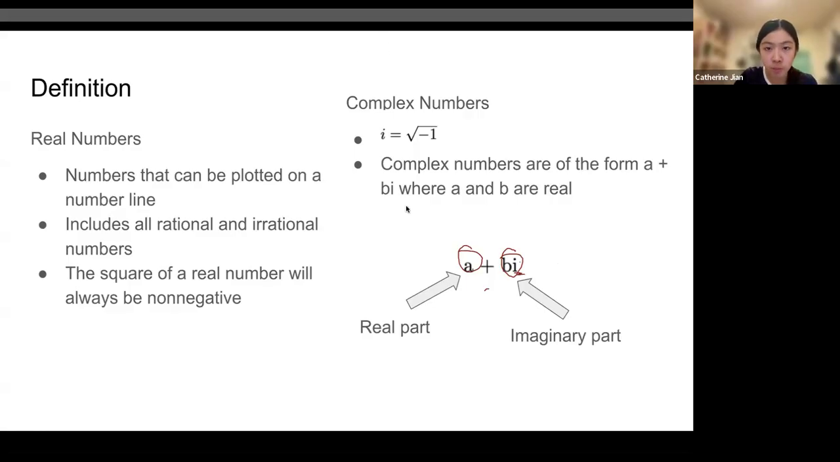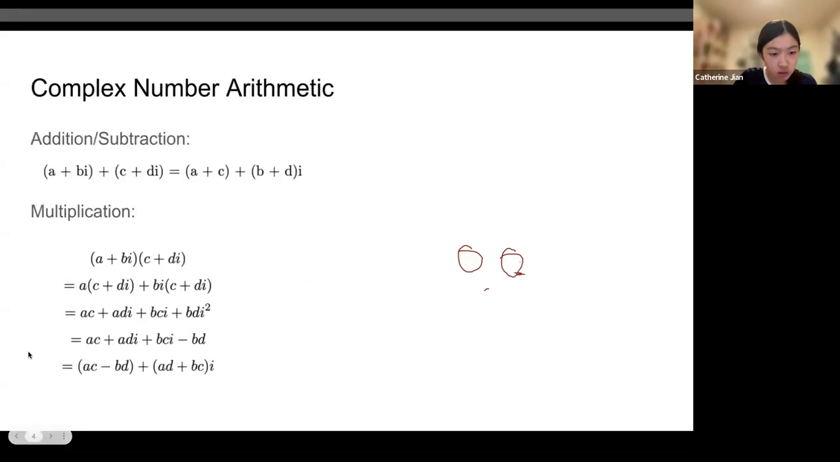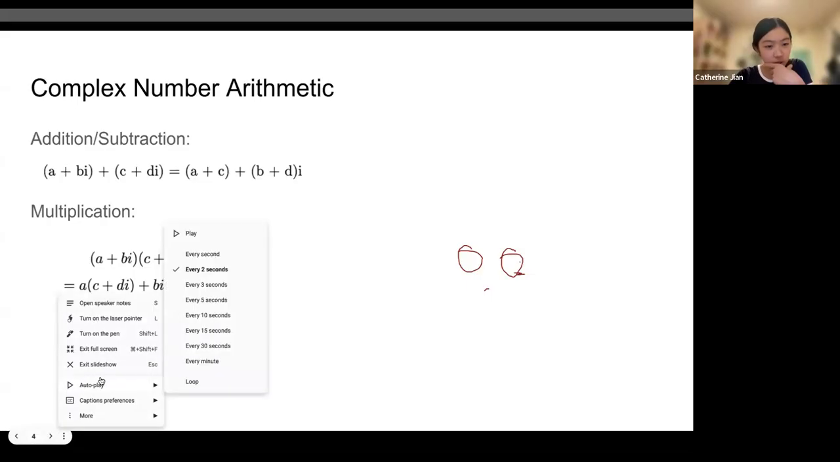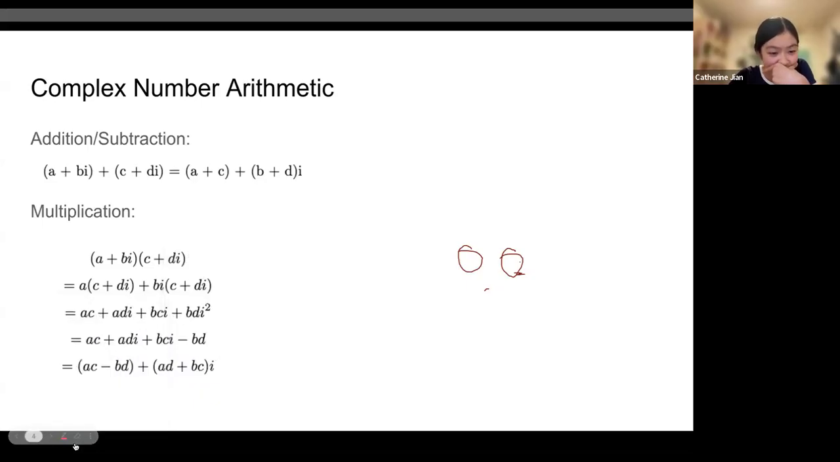Two people are in the waiting room. Okay, so for the people who just joined, we're going to be talking about complex numbers today. Okay. How do I delete this? Oh, sorry. I was doing annotate. Okay.